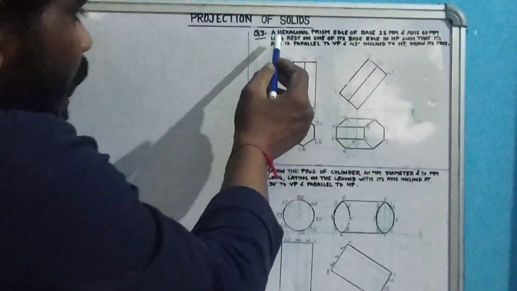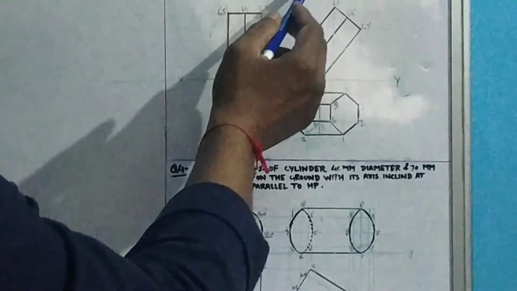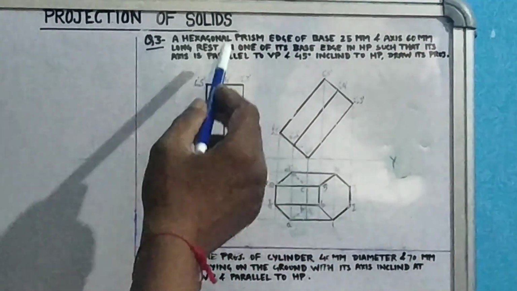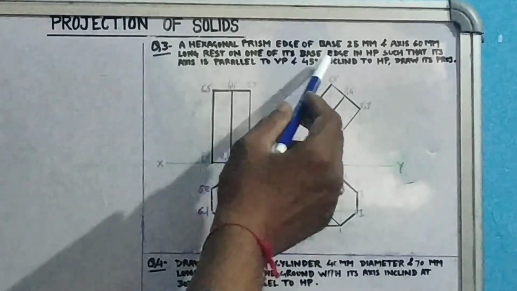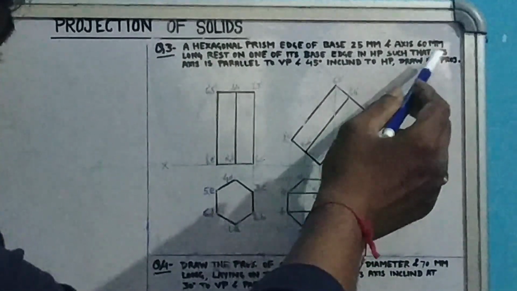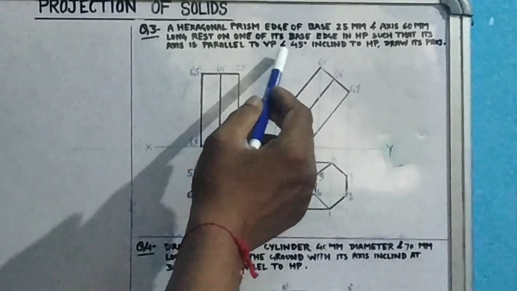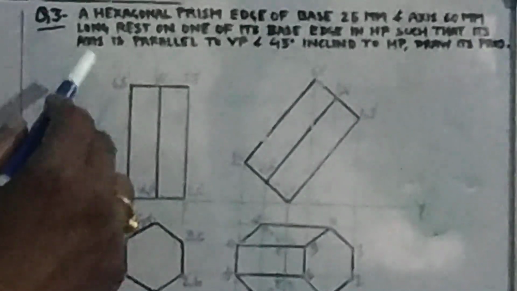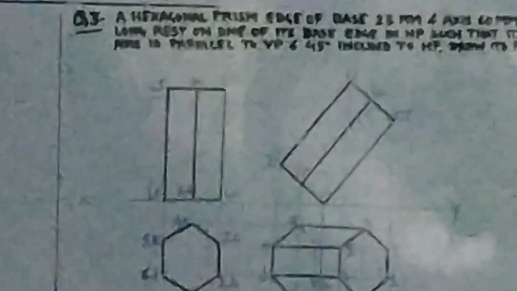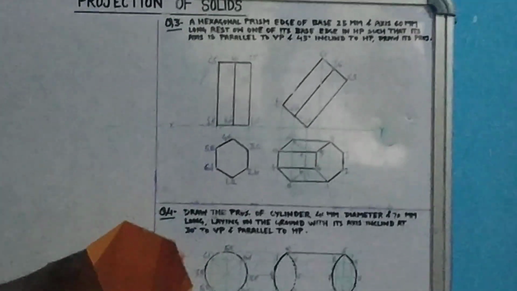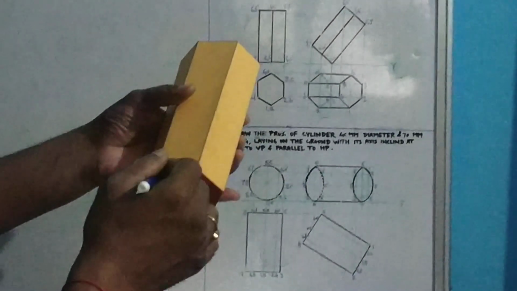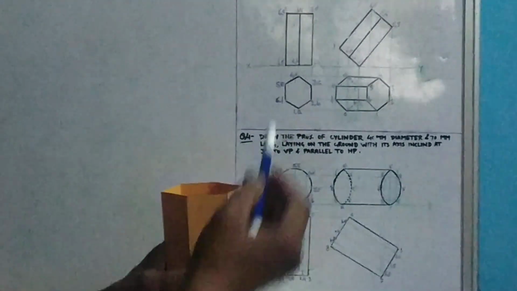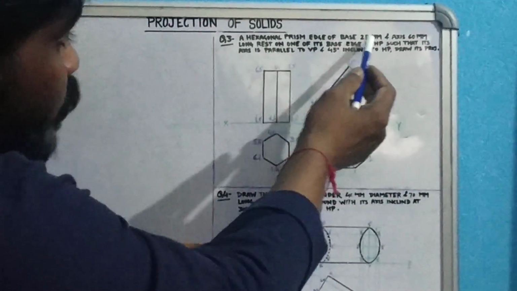Our third question is: a hexagonal prism, edge of base 25 mm and axis 60 mm long, rests on one of its base edges in HP such that its axis is parallel to VP and 45 degrees inclined to HP. Draw its projections. So first of all, what solid is given here? A hexagonal prism. Suppose this is a hexagonal prism, with corners 1, 2, 3, 4, 5, 6 on each base. Both bases are parallel to each other.